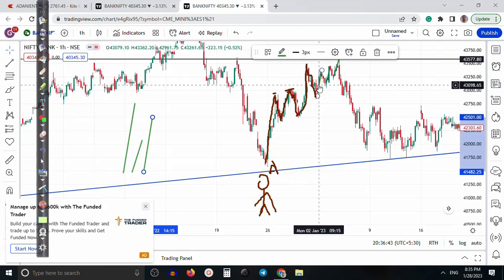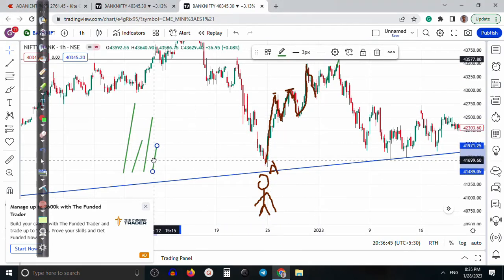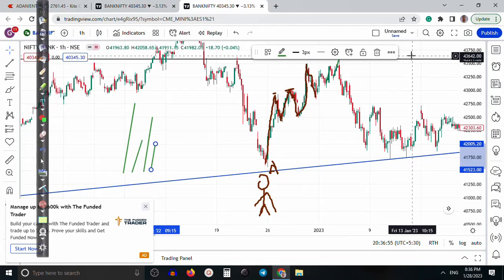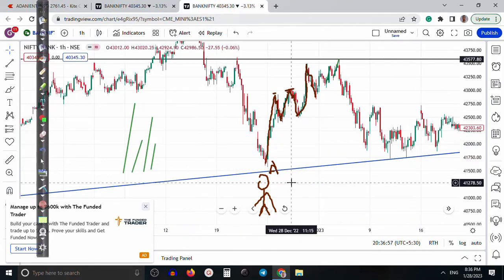Again, he starts running but fails to break the previous record. Now just stand by. All right, stand by. We are looking for a short. We enter somewhere here. So I'll explain.